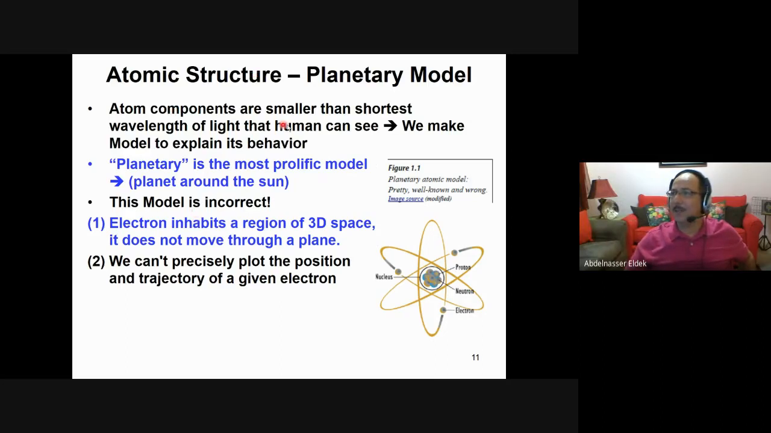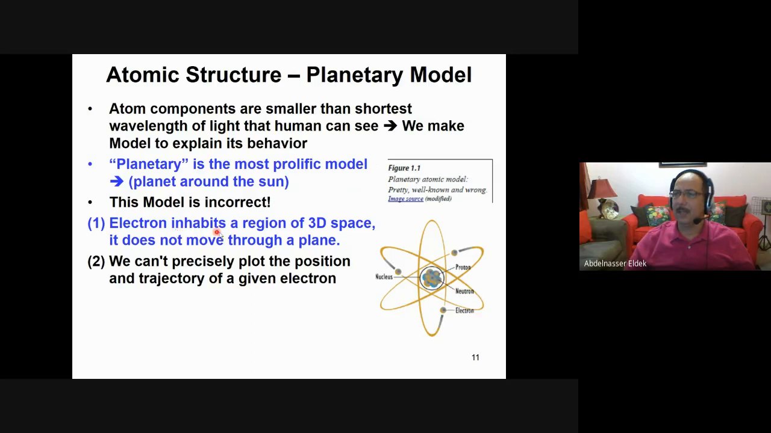The atom components are smaller than the shortest wavelengths of light, so we need to make a model to explain its behavior. This model here is the most famous model, a planet around the sun. And remember again, this model is incorrect, it is not accurate, but it is just a model.